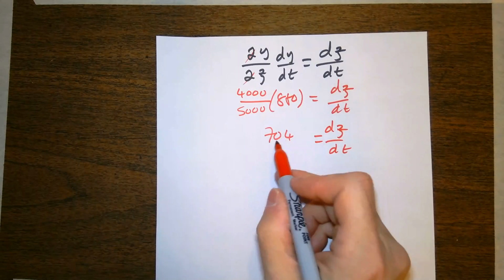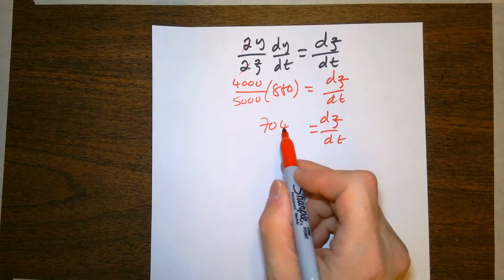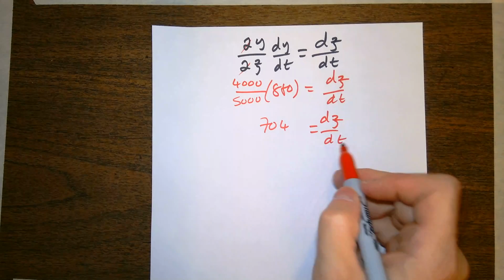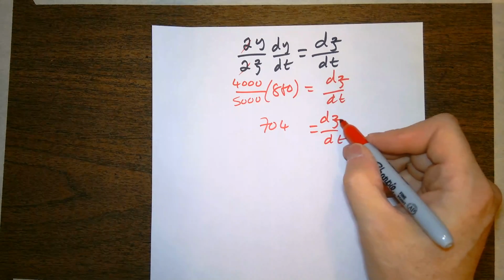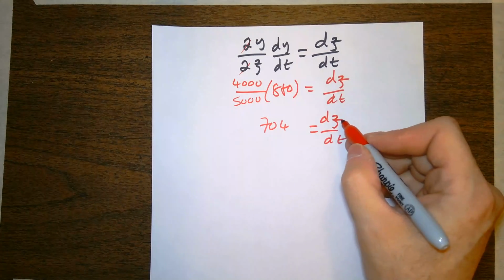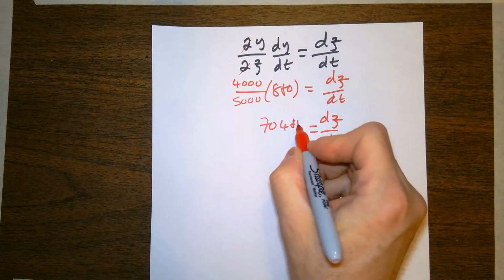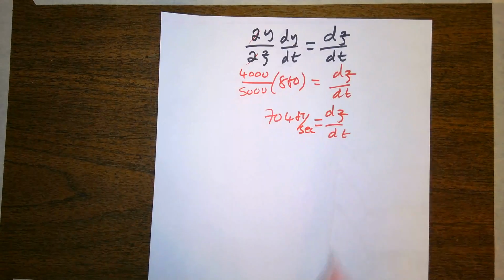But what is the rate of change? What are the labels here? Well, what does dz dt represent? The rate of change of the distance from the camera to the rocket over time. So the units here are going to be feet per second. All right, and there's our final answer: 704 feet per second.